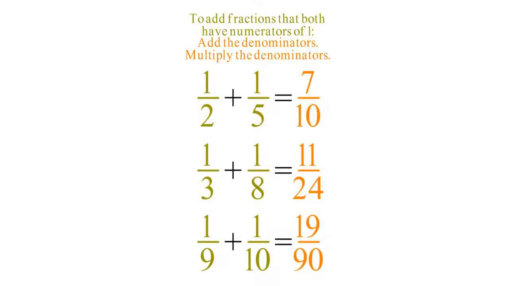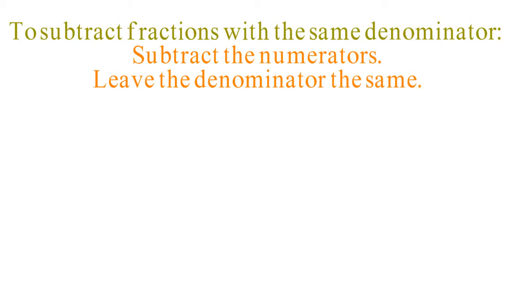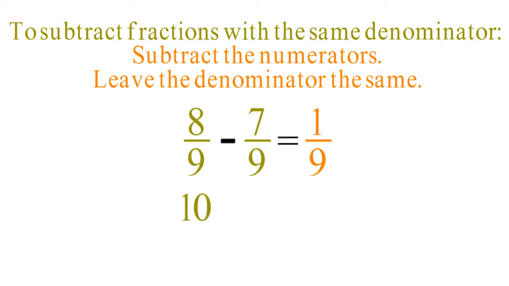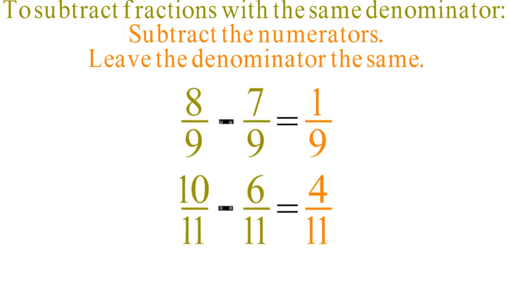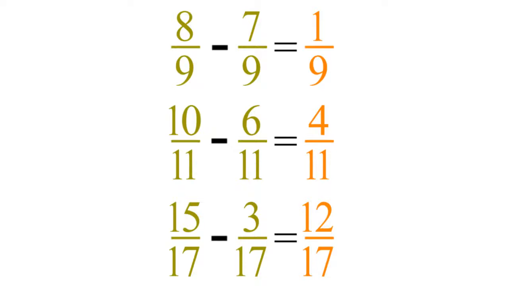You've also found 2 ways to subtract fractions. To subtract fractions with the same denominator, subtract the numerators and leave the denominator the same. For example, 8/9 minus 7/9 equals 1/9. 10/11 minus 6/11 equals 4/11, and 15/17 minus 3/17 equals 12/17.